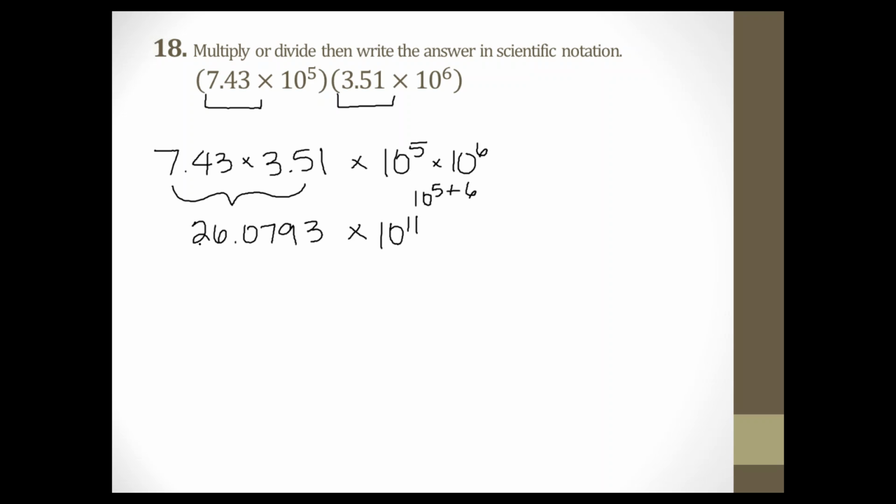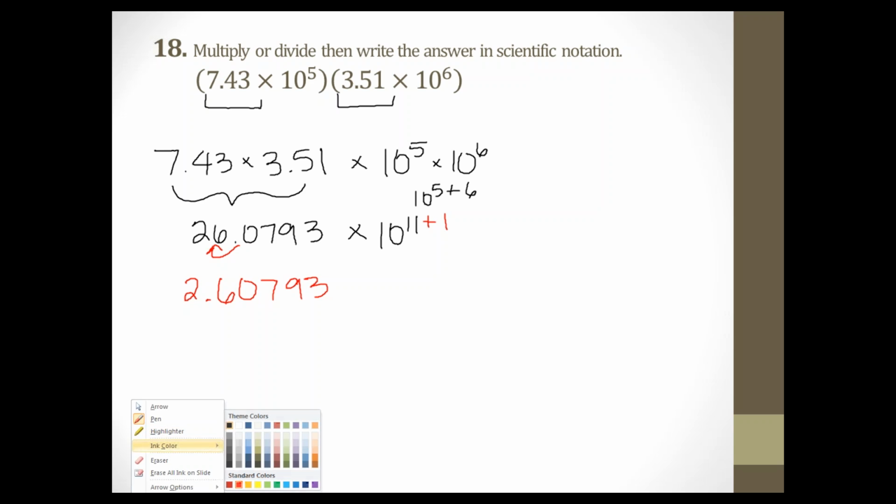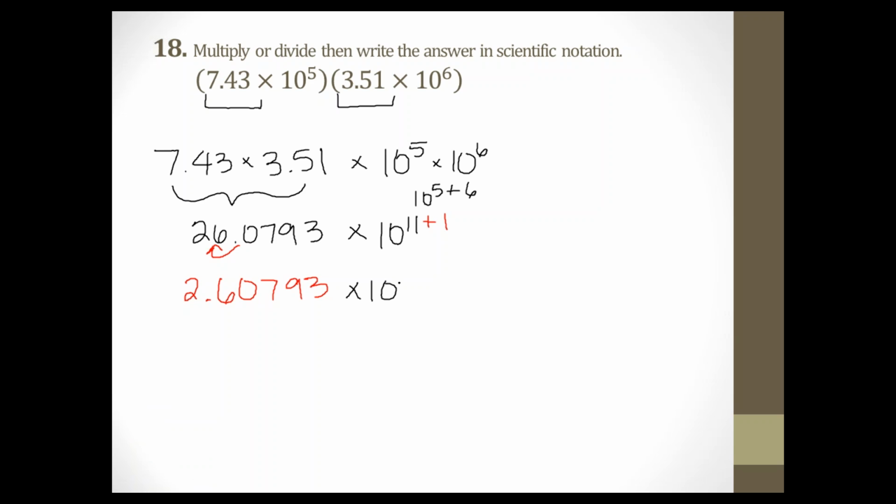Now right now this is not in scientific notation. Remember that this first number needs to be between 1 and 10, and 26 is obviously more than 10, so we need to move this decimal 1 to the left to make it 2.6, and we can round this. I'll go ahead and write it all out for now. And now if we move it 1 to the left, that means we're going to have to add 1 to my exponent. So that's going to be times 10 to the 12th.